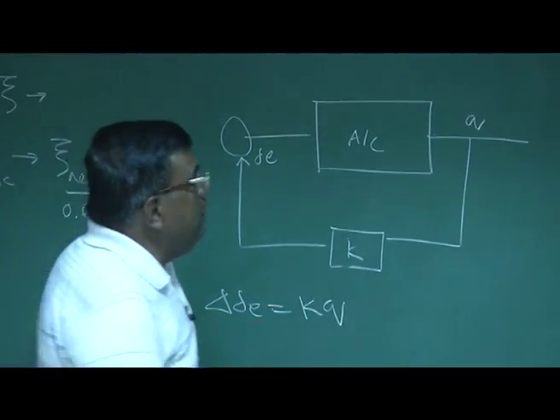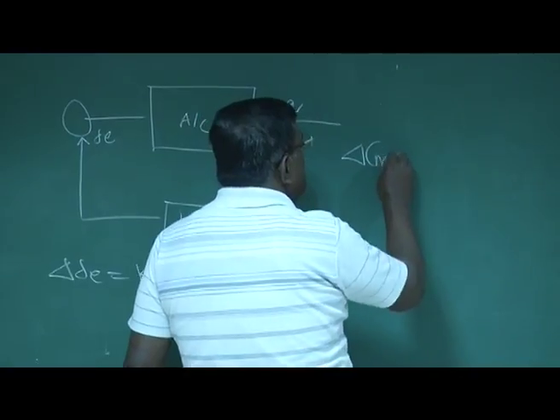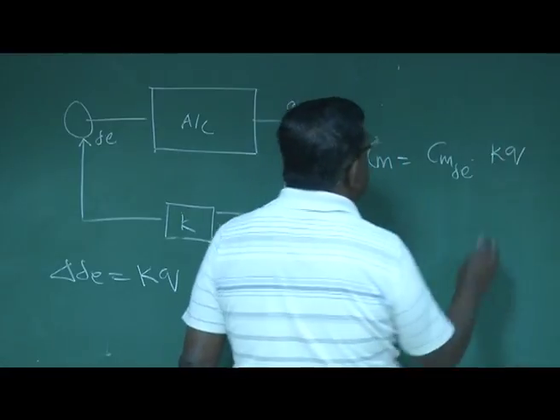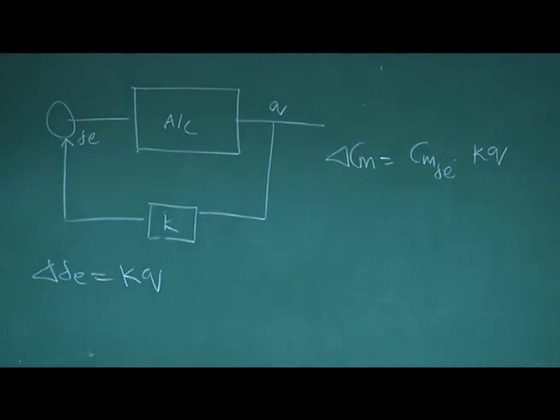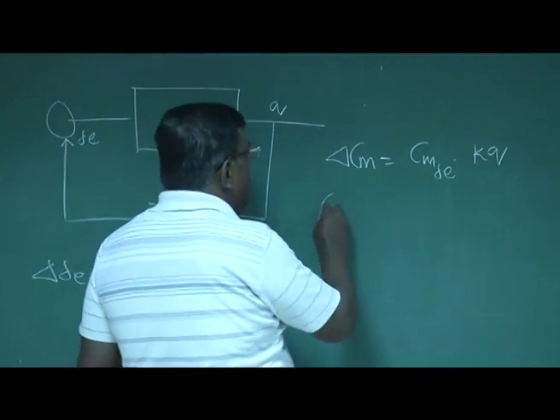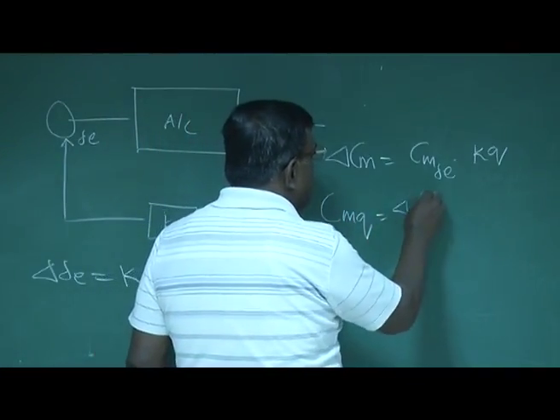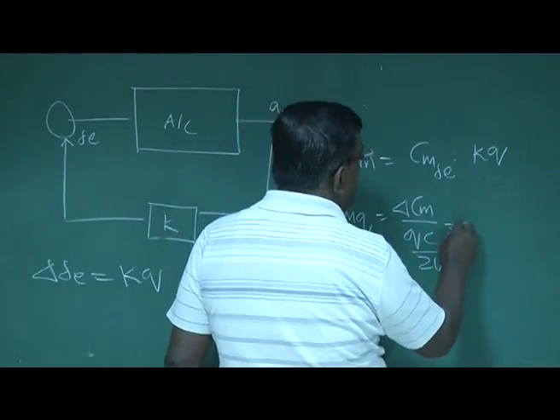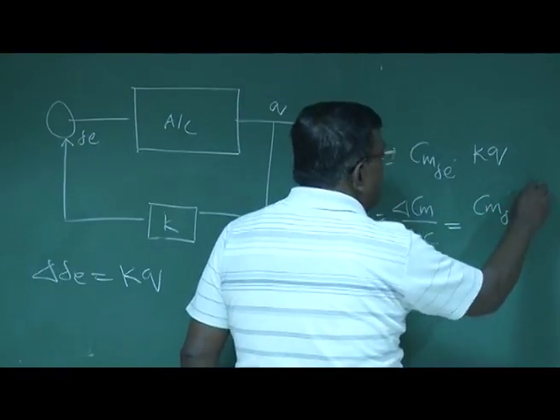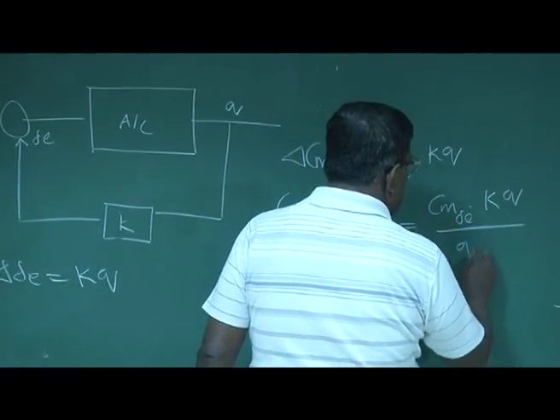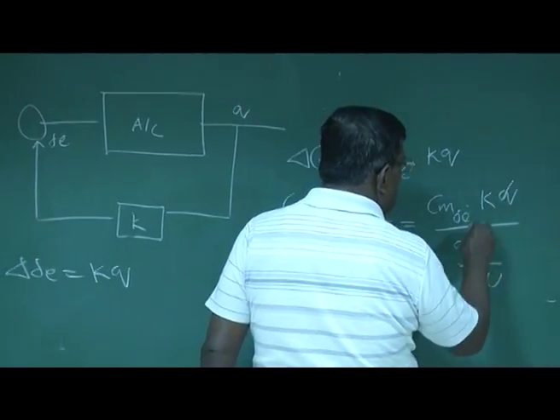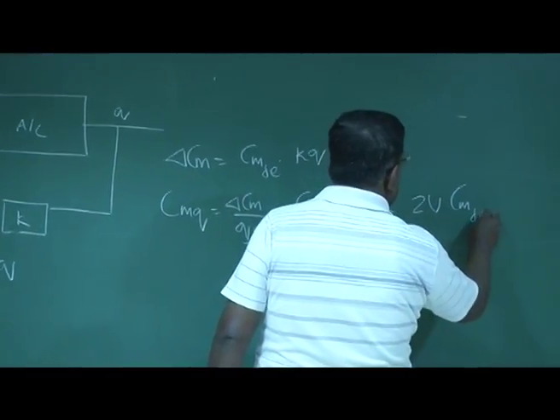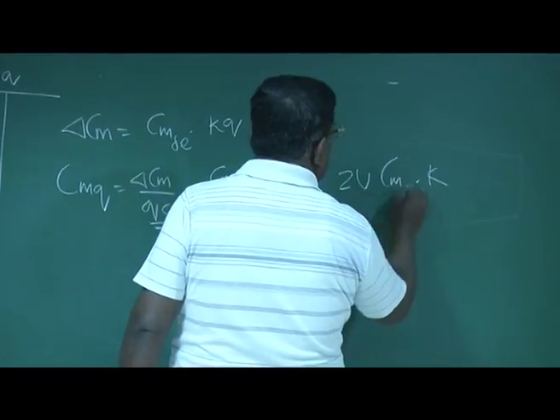Once I do that, what is happening? What is the delta Cm? Delta Cm is Cm delta E into K Q, is the additional delta Cm. So what I can do, I can find Cm Q is equal to delta Cm by Q c by 2V or 2U. So this will be Cm delta E into K Q by Q c by 2U. Q get cancelled, so this will be equal to 2U Cm delta E into K by c.